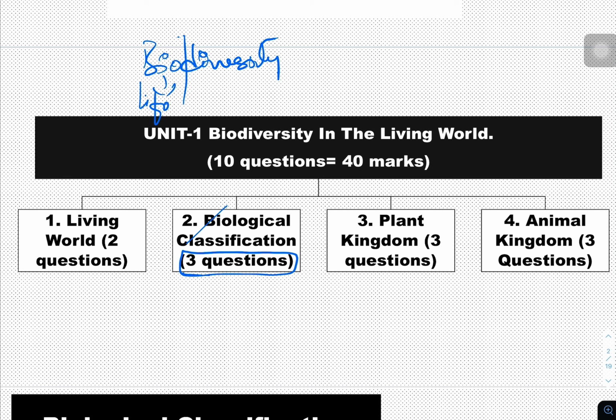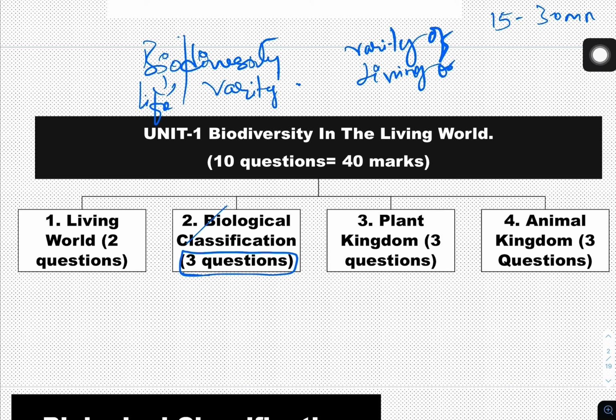So as I already told, biodiversity is life, diversity is variety of living organisms, variety. So it is variety of living organisms present on earth. As I have already told you, it is estimated that nearly 15 to 30 million species are there on the earth, out of which only 1.7 million species have been identified, classified and named.